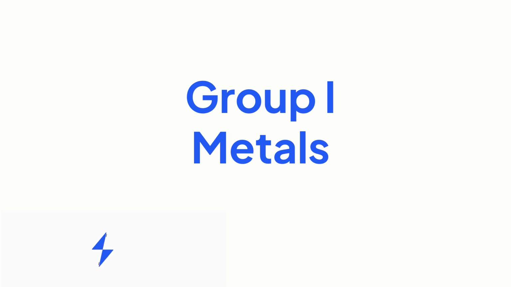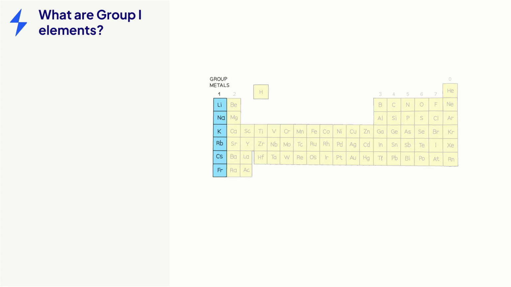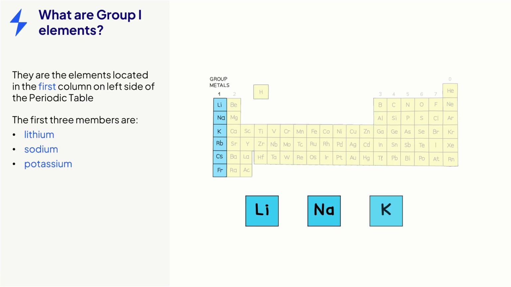In this video, we will be looking at the physical and chemical properties of the Group 1 metals. The Group 1 elements are found in the first column on the left-hand side of the periodic table. The elements have some properties that are similar, but also some properties that gradually change as you go down the group. By studying the first three elements, lithium, sodium, and potassium, we can learn enough about the patterns or trends to be able to make predictions about how the other ones behave.